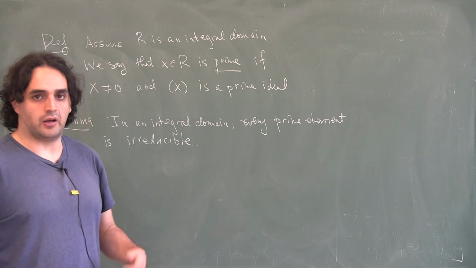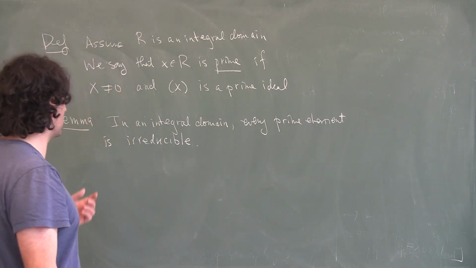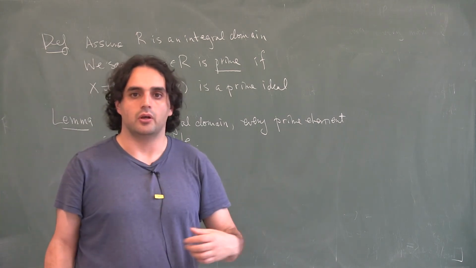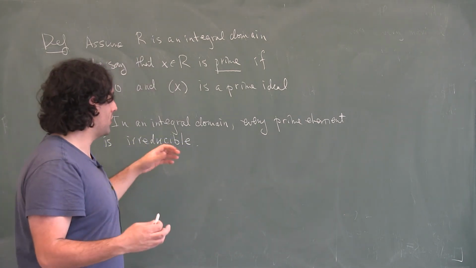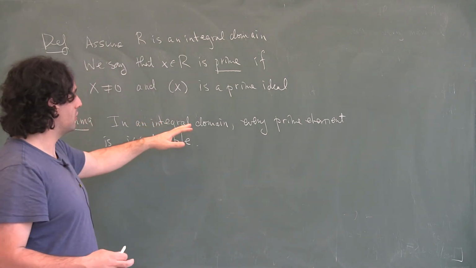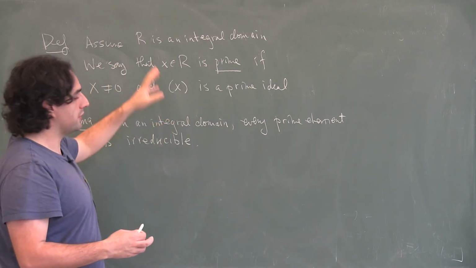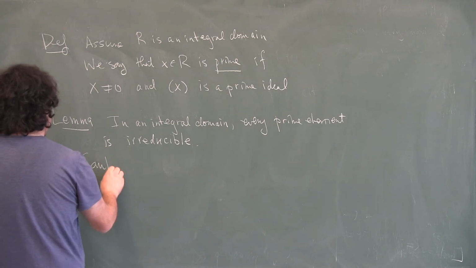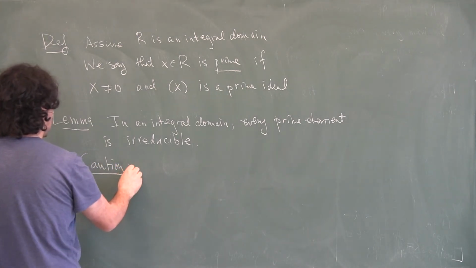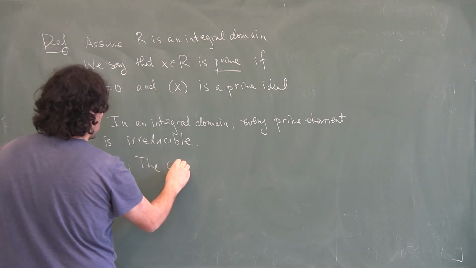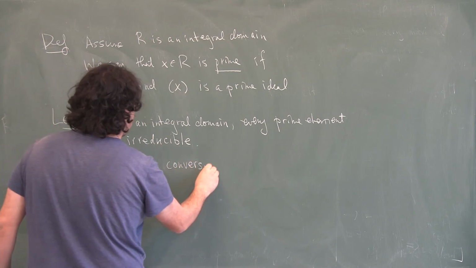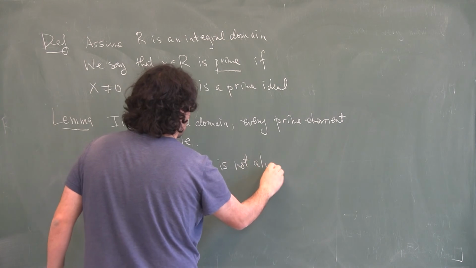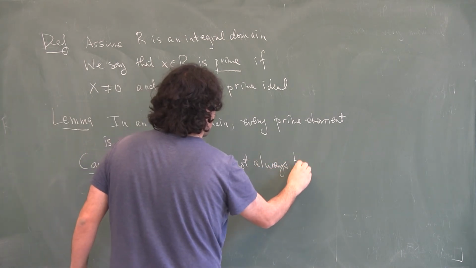Okay? Now you can ask, is the converse true? Is every irreducible element prime? Then they would just amount to the same thing, at least in an integral domain. But that's the context in which we have defined them. But caution, the converse is not always true.